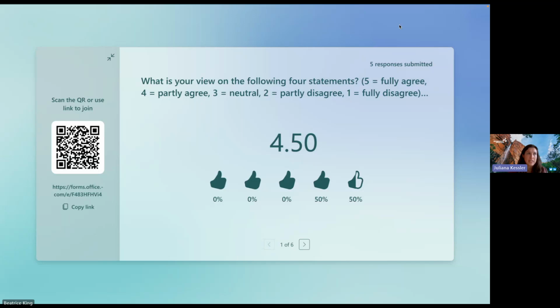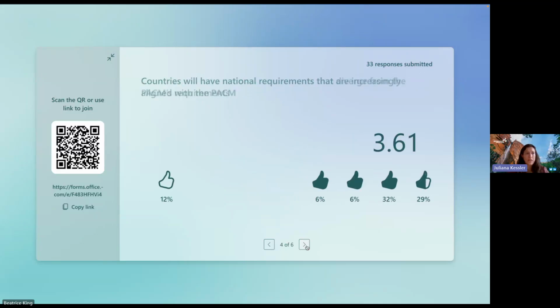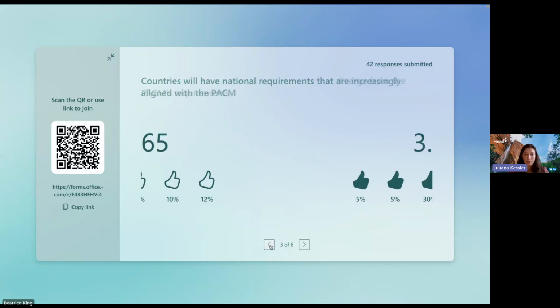So I'm seeing people are voting. Let's see. Yeah, these questions take time, so maybe we'll give it a few minutes. But I'm glad that people are taking the time to do that. Yes, please. Also, the next question would be, what would be your most important considerations if you buy carbon credits for compliance use? So this is a ranking question. And the last one for this round is, what would be your most important considerations if you buy carbon credits for voluntary use? So let's give it a bit, and then we go through the answers. One more minute.